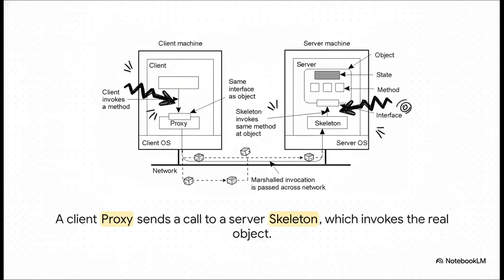The client isn't talking directly to that remote object way over on the server. Nope, it's talking to a local proxy object. And this proxy looks and feels exactly like the real remote object. The proxy is the one that handles all the messy network stuff, sending the call over to the skeleton on the server. The skeleton then takes that call and passes it along to the actual object.